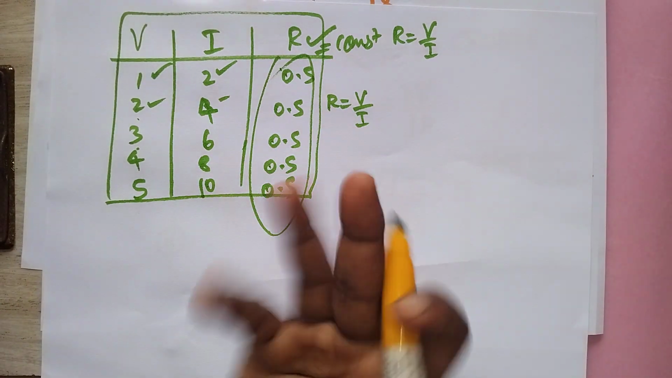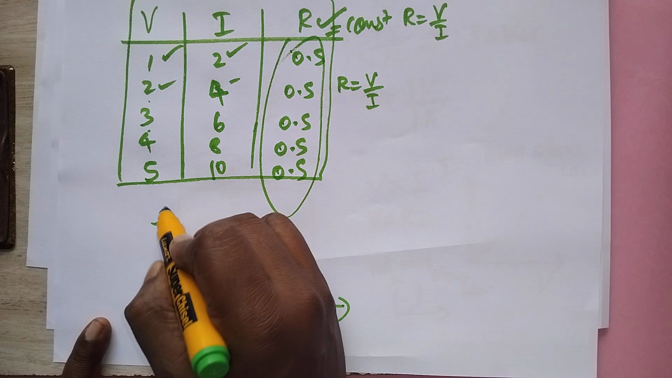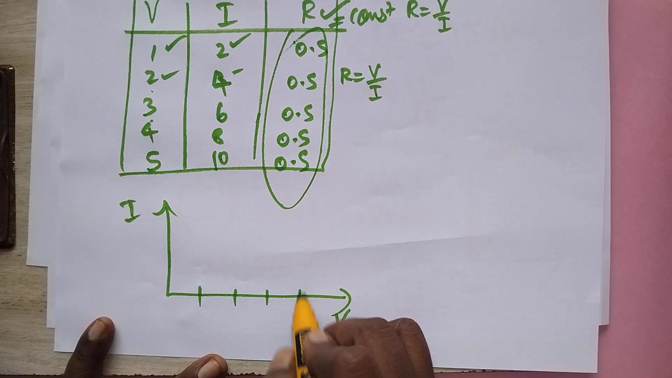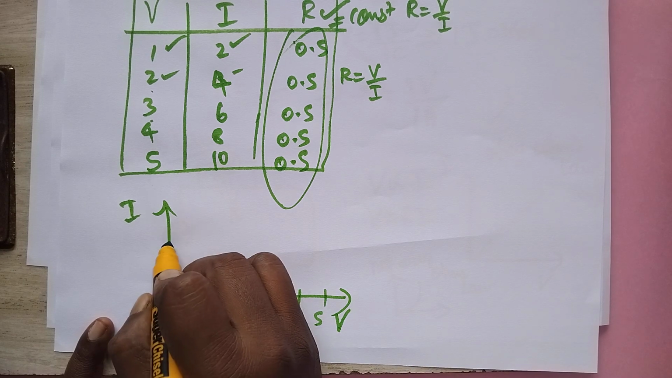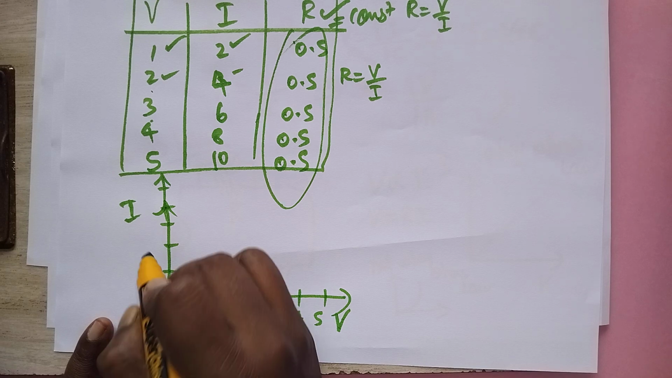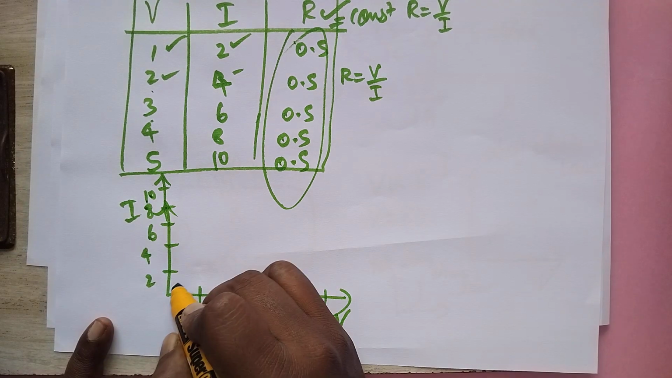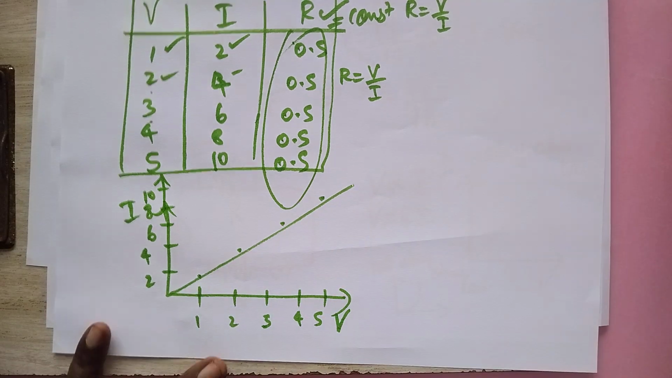State and verify Ohm's law. Many times they ask us this question. If I am drawing the graph, V versus I, I will get it like this. For example, 1, 2, 3, 4, 5 on one axis, and 2, 4, 6, 8, 10 on the other. You can make it according to the data. I will give an example only. The graph points will come like this, and you can make it a straight line.